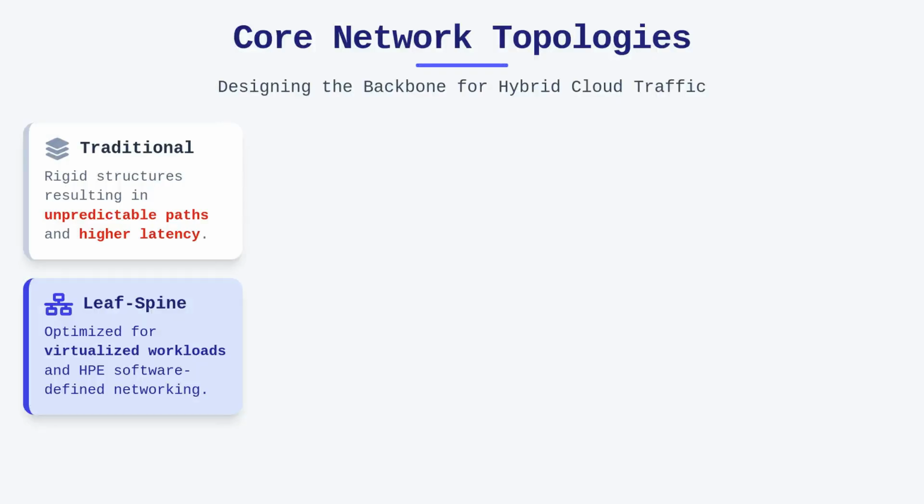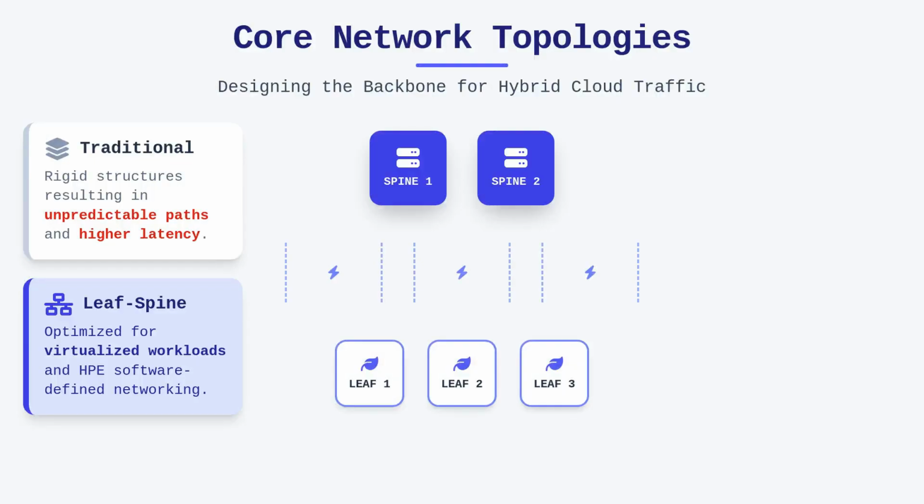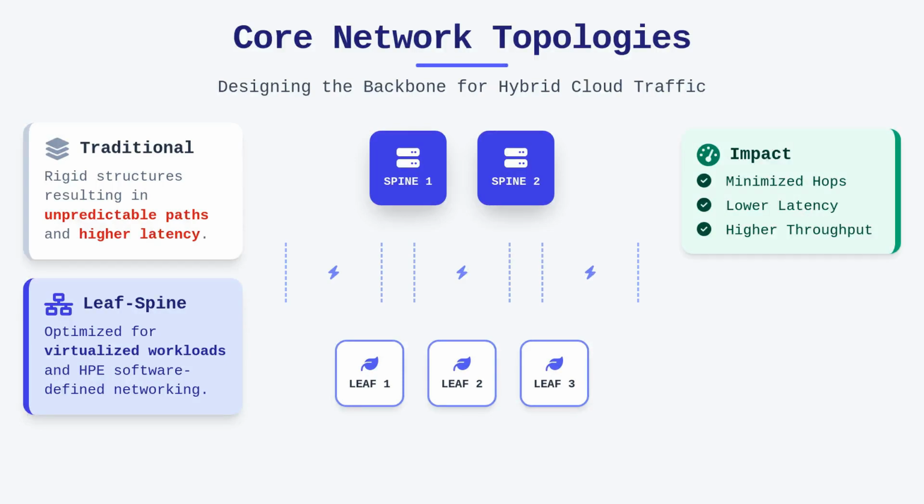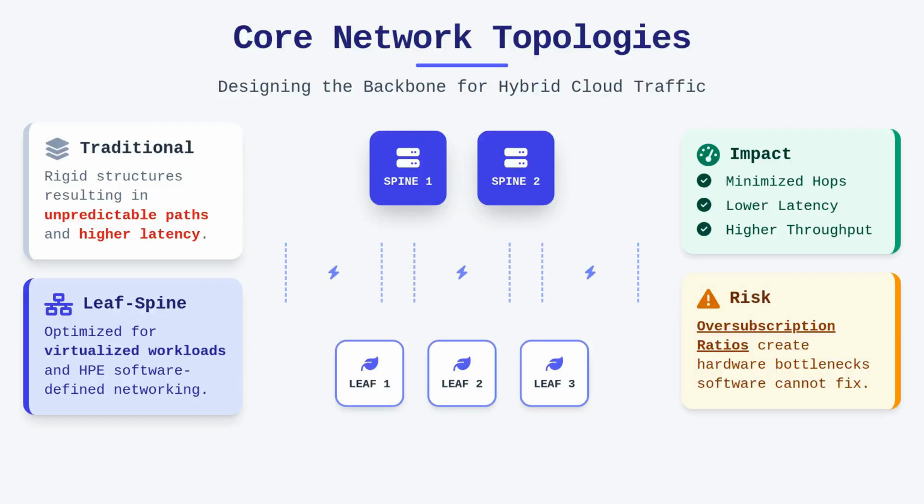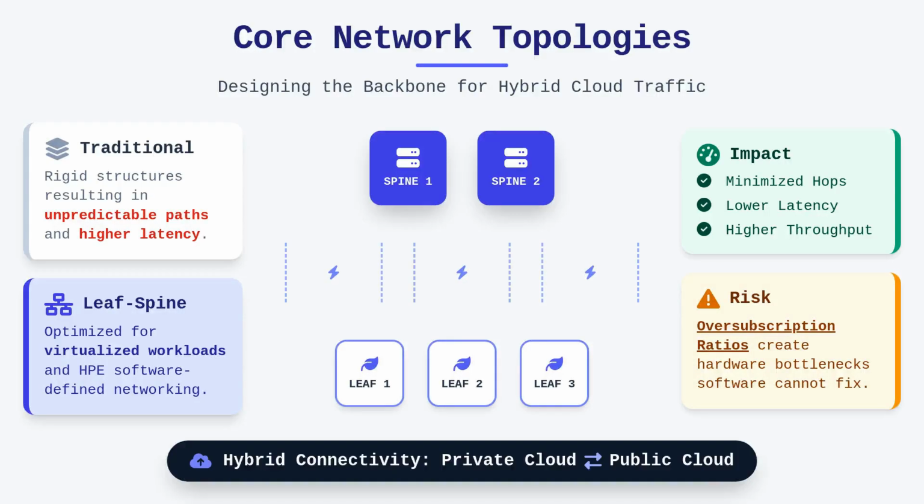A leaf-spine design minimizes hops between any 2 points in the network, which is critical when latency-sensitive applications reside in a local private cloud while talking to resources in a public cloud. Understanding the constraints of these physical layouts allows us to better predict how data flows under heavy load. If you construct your topology without considering the oversubscription ratio between the leaf and spine layers, you will inevitably hit bottlenecks that no amount of software optimization can resolve.